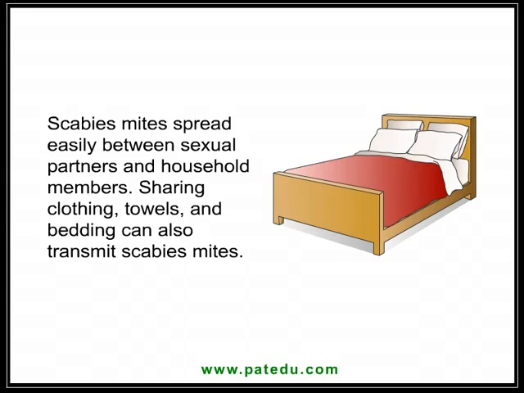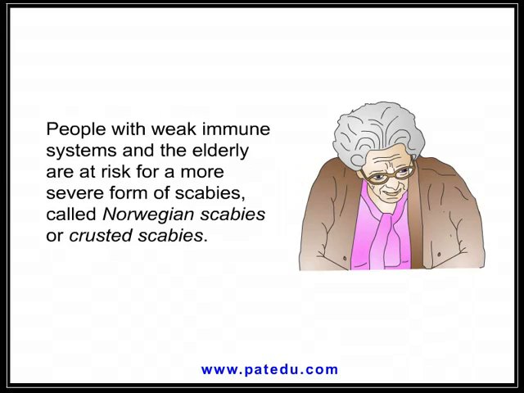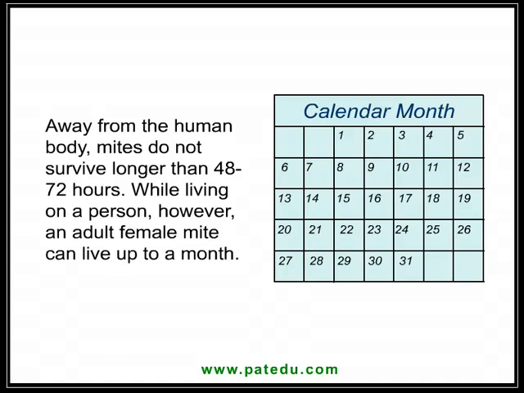Scabies mites spread easily between sexual partners and household members. Sharing clothing, towels, and bedding can also transmit scabies mites. People with weak immune systems and the elderly are at risk for a more severe form of scabies called Norwegian scabies or crusted scabies. Away from the human body, mites do not survive longer than 48 to 72 hours. While living on a person, however, an adult female mite can live up to a month.